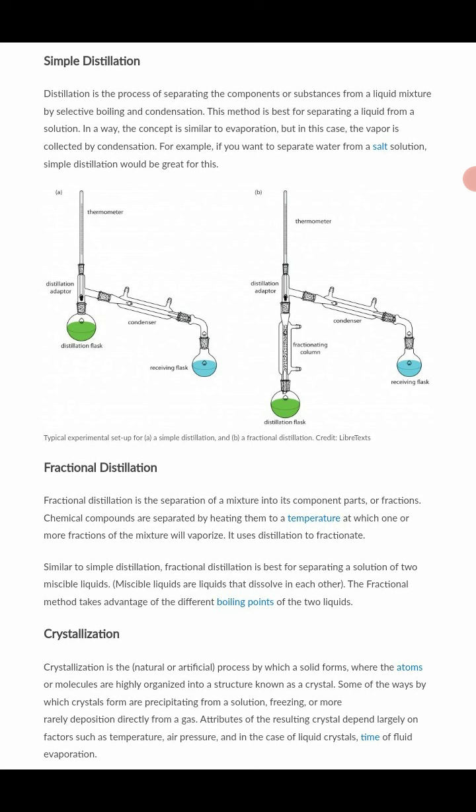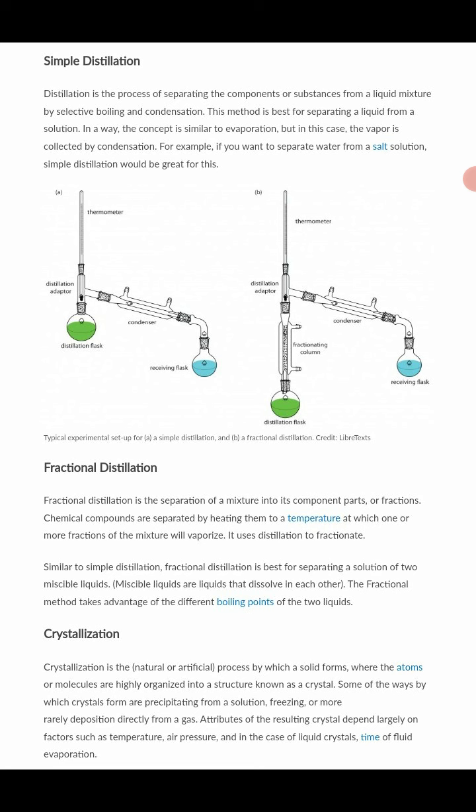And one of the greatest examples in which we employ fractional distillation is in the separation of petroleum fractions. Yes, petroleum fractions. It is employed in the petroleum industry very, very well. Fractional distillation is used to separate petroleum mixture into its different components, and it makes use of their boiling points.